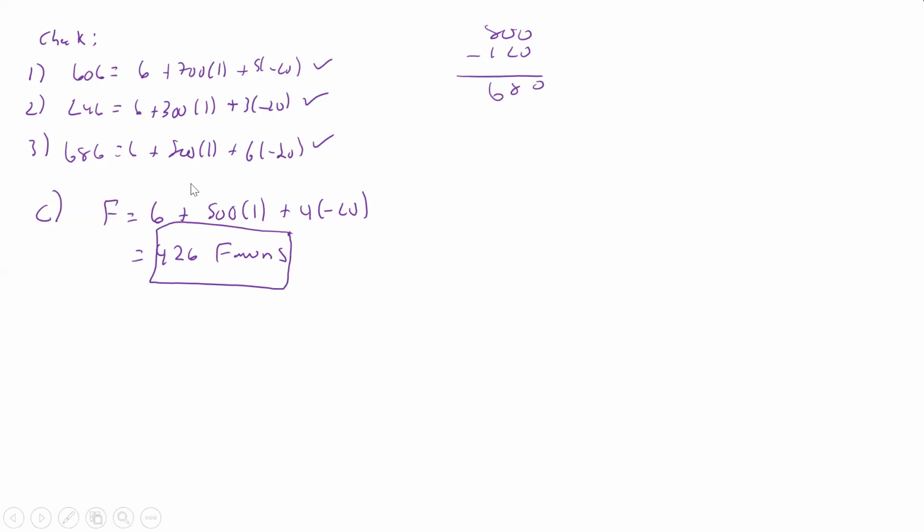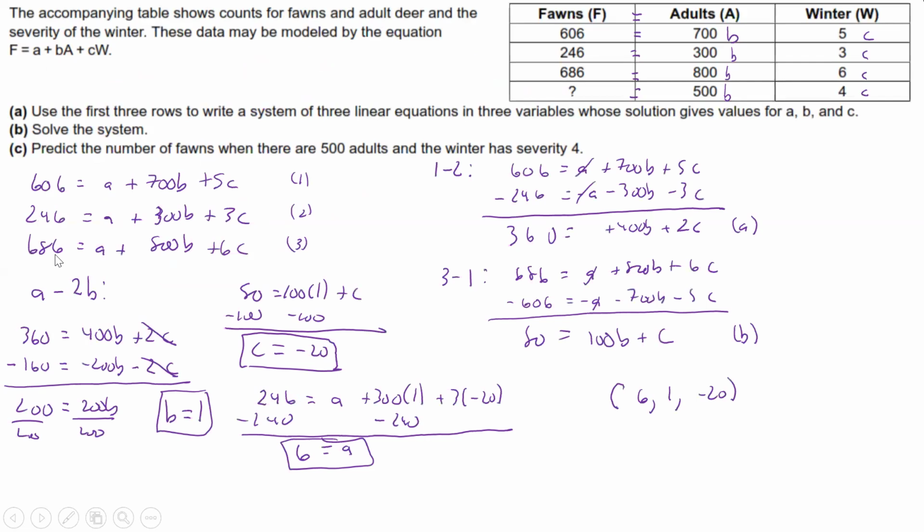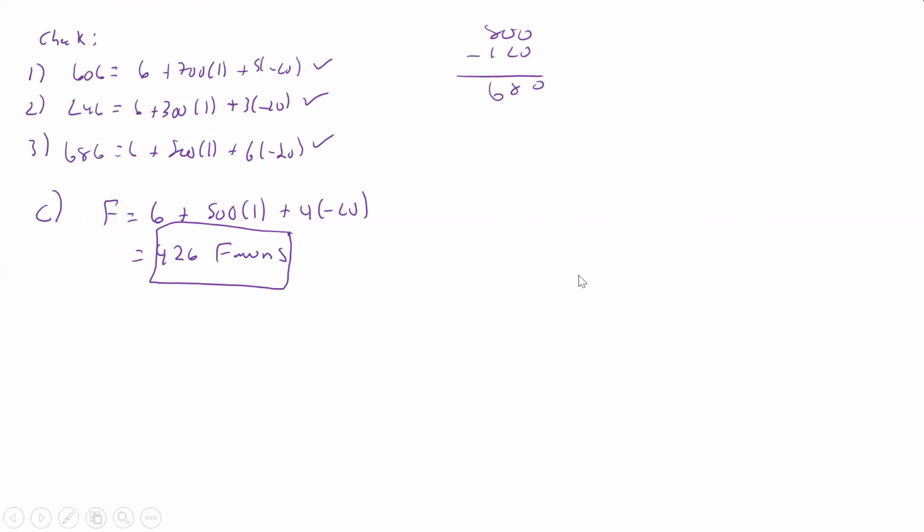So we've got part C, we've got the check, and we wrote our first 3 equations. We solved for A, B, and C. That's kind of our solution in that set. And in this one, we don't have any meaning for A, B, and C. They're just numbers to plug in. The capital A, W, and F are really what matter in this case. And that's how we found the 426 fawns there at the end. All right, let's stop there and we'll come back for one last one.